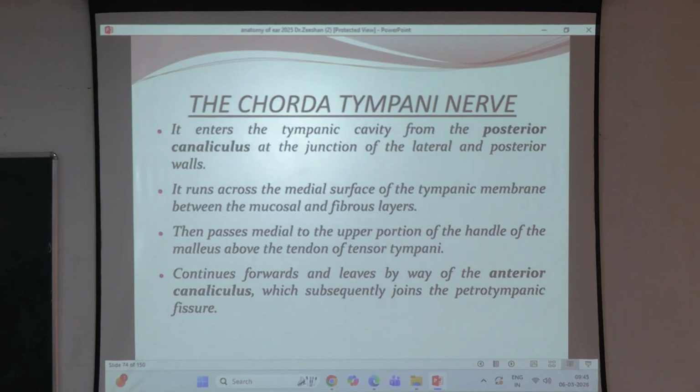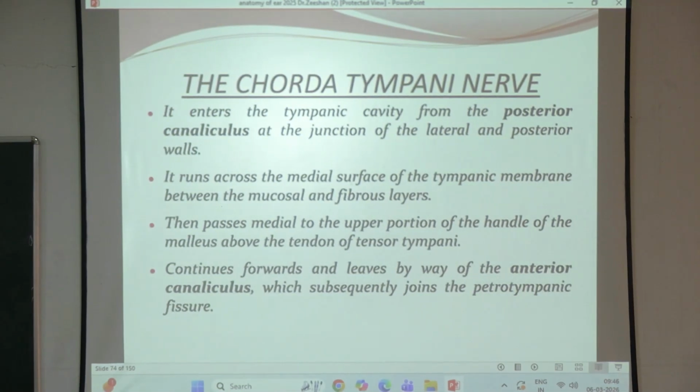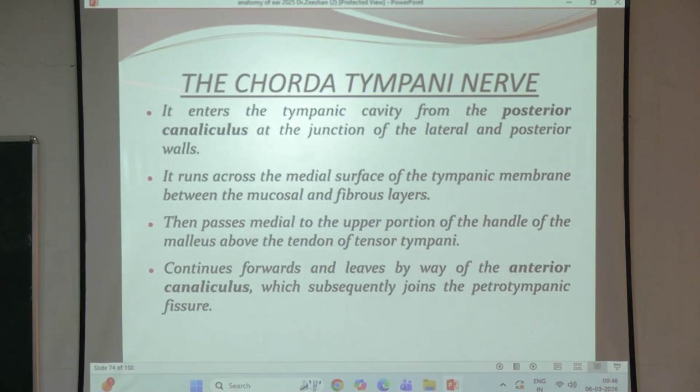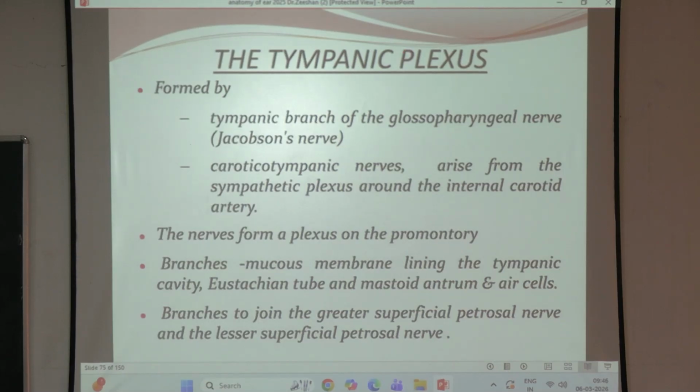What is the motor supply of the tongue? It enters the tympanic cavity from the posterior canaliculus on the posterior wall at the junction of the lateral and the posterior walls, and it runs across the medial surface of the tympanic membrane between the mucosal and fibrous layer, then passes medial to the upper portion of the handle of the malleus above the tendon of tensor tympani, as already discussed, continues forwards and leaves by way of the anterior canaliculus, which subsequently joins the petrotympanic fissure. So the chorda tympani nerve traverses the tympanic cavity from the posterior to the anterior part along the tympanic membrane, just medial to the neck of the malleus.